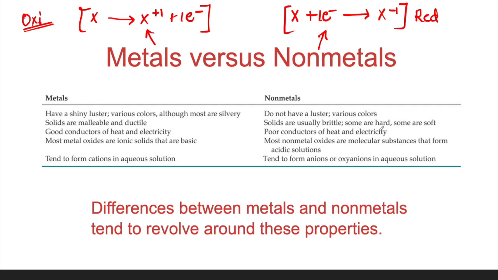Some non-metals are hard, whereas most of them are present in the gaseous state. They are usually poor conductors of heat and electricity, and they exist as molecular substances, unlike the metals, which usually exist as ionic substances. There's one more point to remember over here: metals, because they undergo oxidation, behave as very good reducing agents. On the other hand, non-metals, which undergo reduction, are very good oxidizing agents.